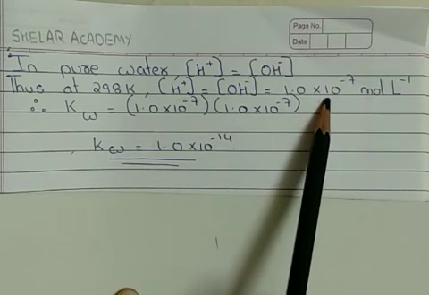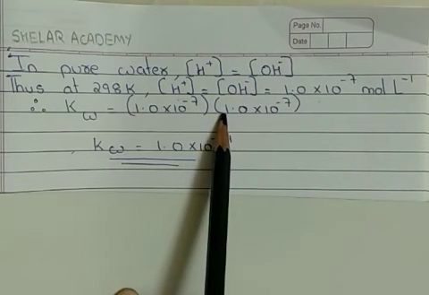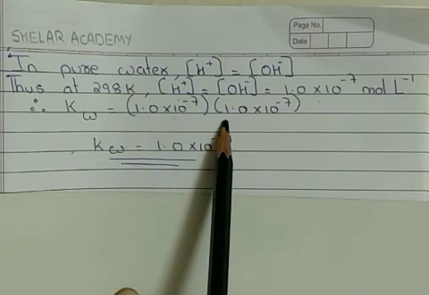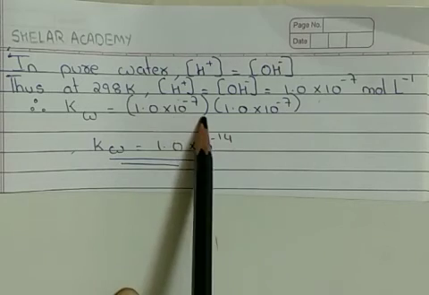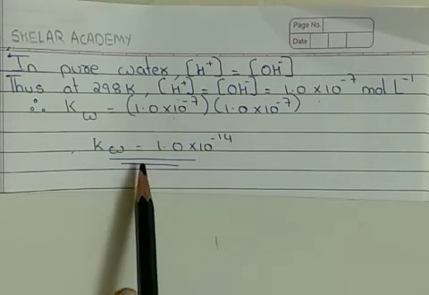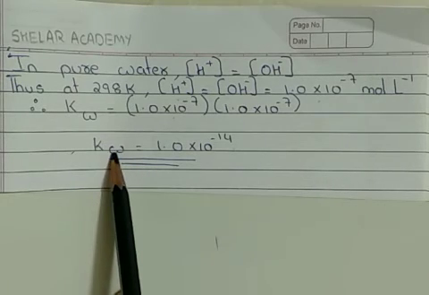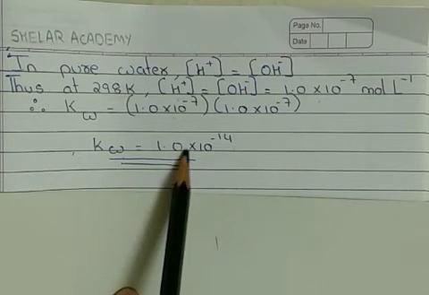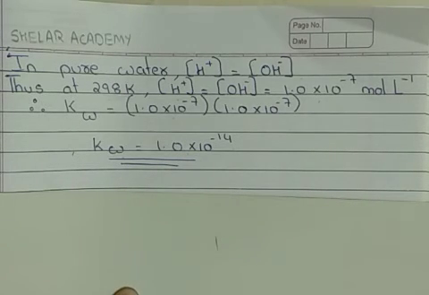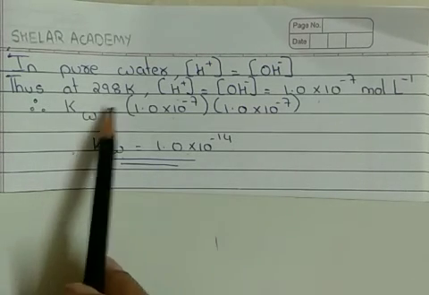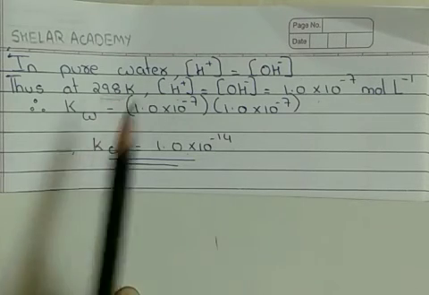So if we substitute this value in our Kw equation, Kw will be 1 into 10 raised to the power minus 7 into 1 into 10 raised to the power minus 7, which comes to 1 into 10 raised to the power minus 14. So this will be our value for the ionic product of water, but at 298 Kelvin. As the temperature changes, our Kw value will also change. So it is very important that the ionic product of water value 1 into 10 raised to the power minus 14 is strictly only and only at 298 Kelvin.